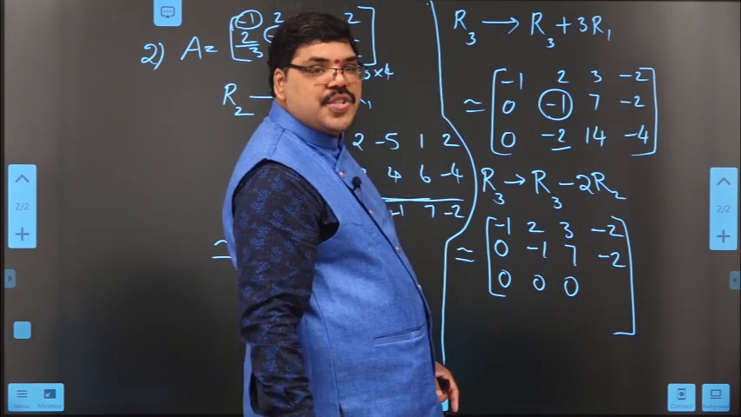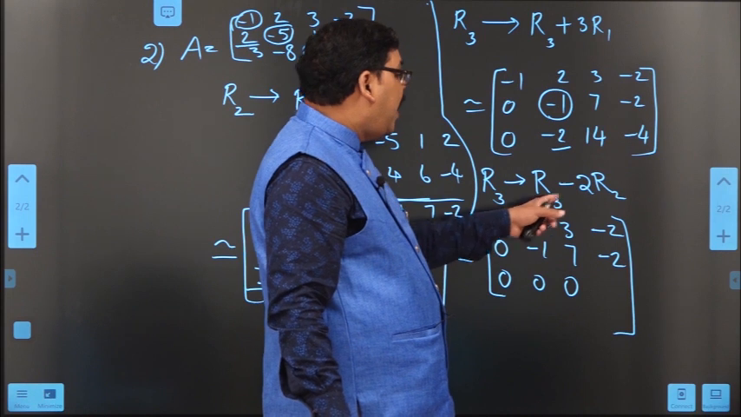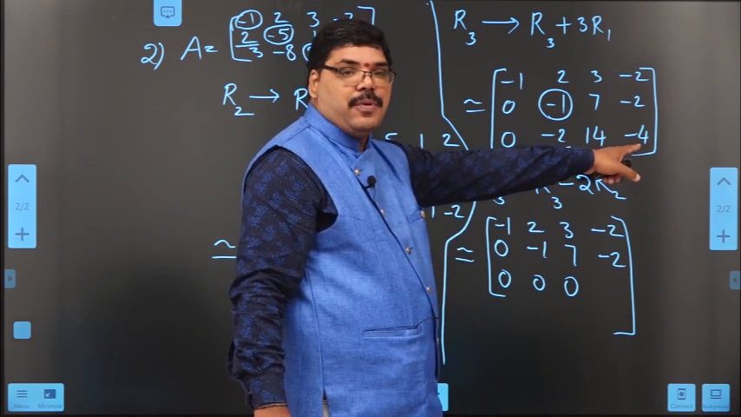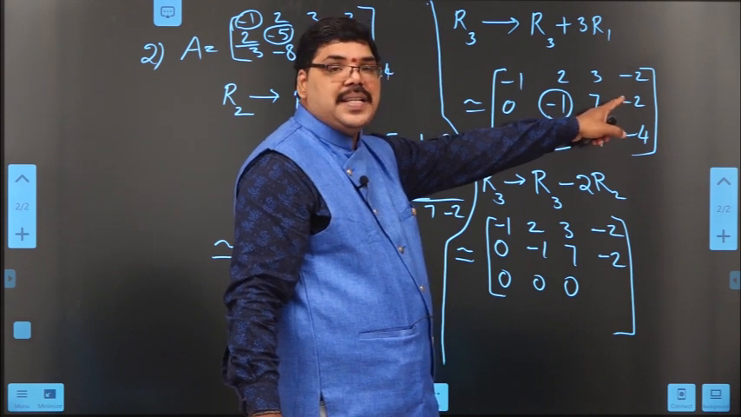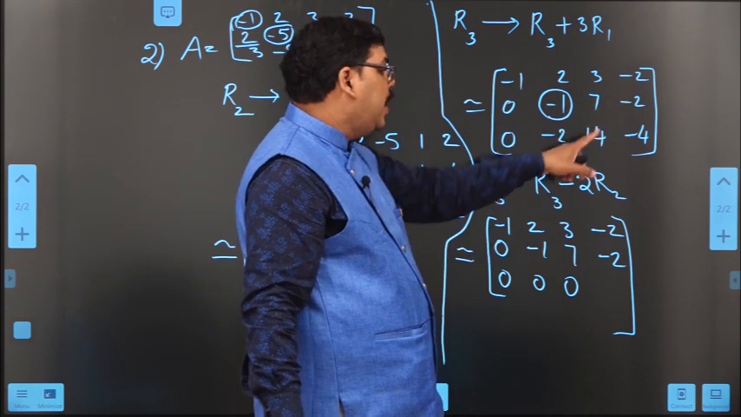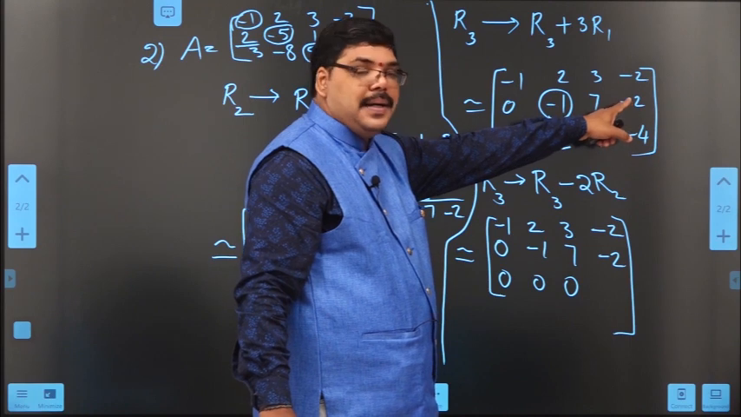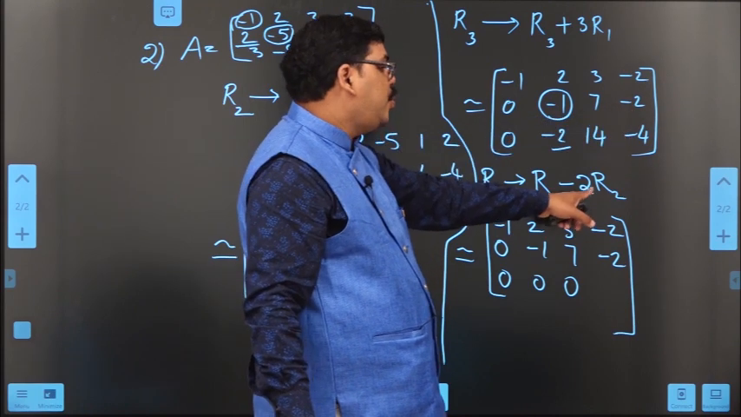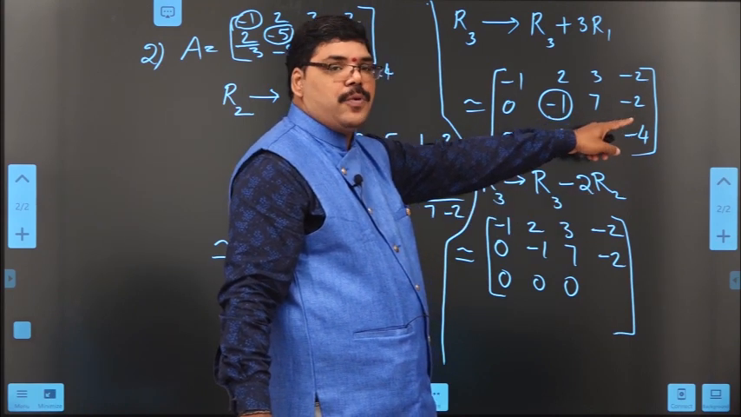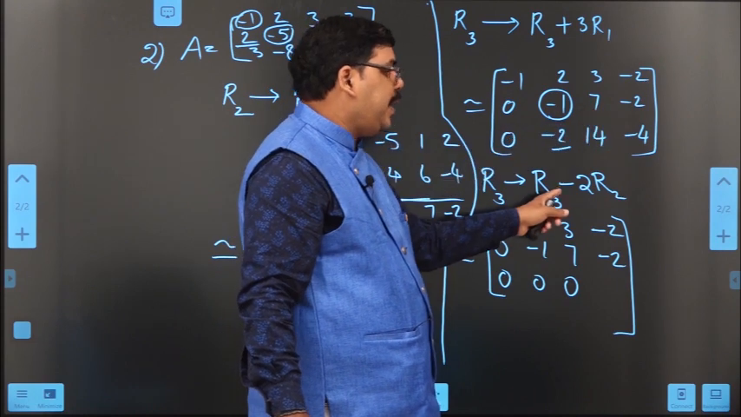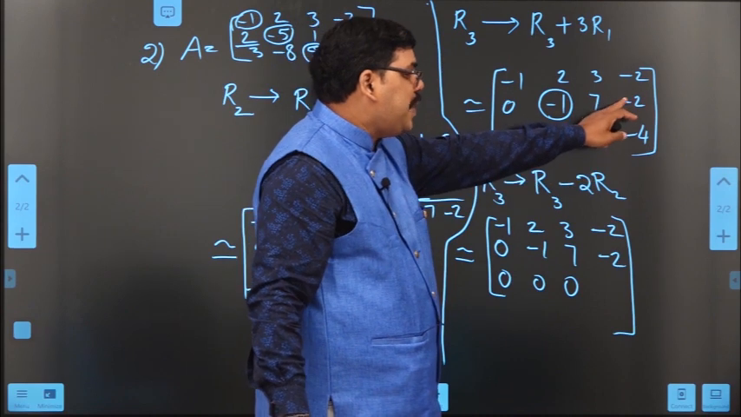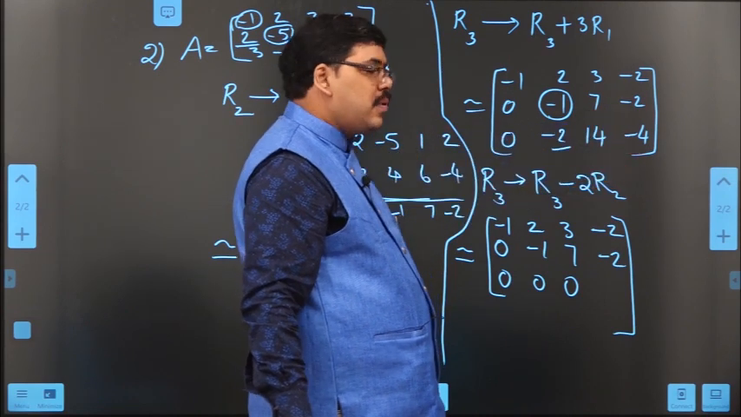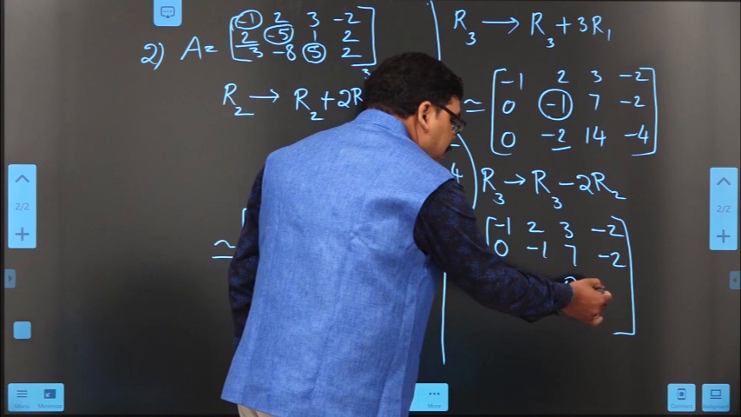now come to the last position. In R3 the element is minus 4. In R2 the element is minus 2. What I am doing? Multiplying R2 with 2. So 2 into minus 2, minus 4. And I am subtracting. Minus 4 into minus becomes plus 4. This is plus 4, this is minus 4. So the final result is 0.